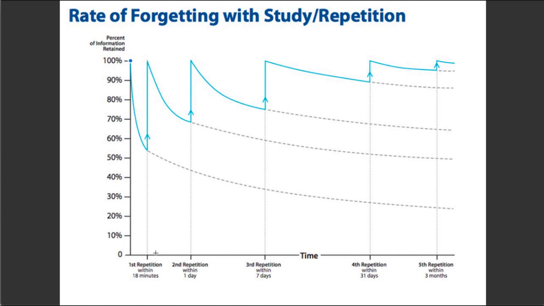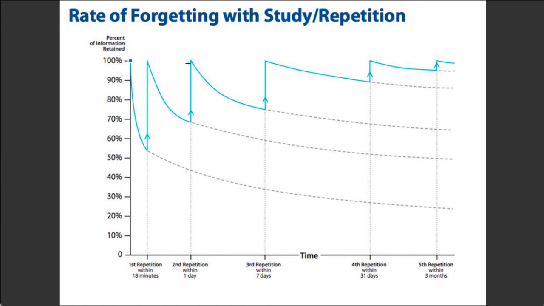But what happens if within 18 minutes, I do some review like Khan Academy? Then I jump back up here to this line. So if I do notes and then Khan Academy, then I stay on this line. And within 1 day, I've remembered 70%. Within 7 days, I've remembered 60%. So that's reviewing twice. I'm on this curve.